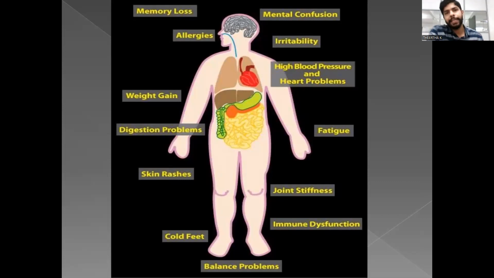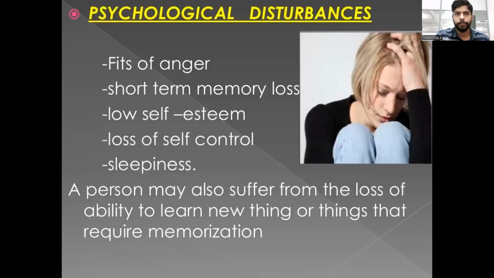These are the many signs and symptoms which can occur due to long-term or short-term mercury exposure. These include memory loss, allergies, mental confusion, irritability, high blood pressure and heart problems, weight gain, digestion problems, fatigue, skin rashes, joint stiffness, cold feet, balance problems, and immune dysfunction. Psychological disturbances can also occur, which can be elicited in the form of fits of anger, short-term memory loss, low self-esteem, loss of self-control, sleepiness. A person may also suffer from the loss of the ability to learn new things or things that require memorization.